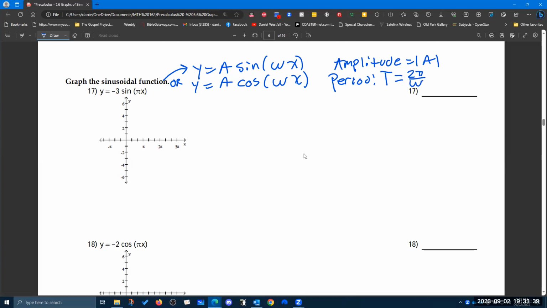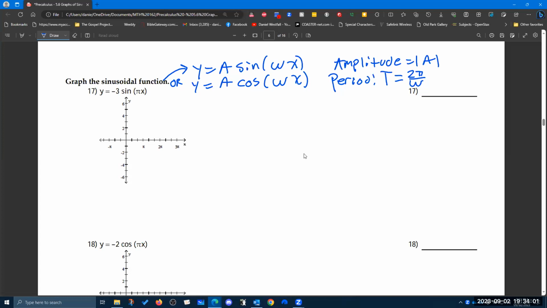So if you hear me say omega, and I write something that looks like a W, that's why it's a lowercase Greek letter. Most of the time you can't write an omega with your keyboard if you're typing something in, so they'll use the letter W as a replacement for it.